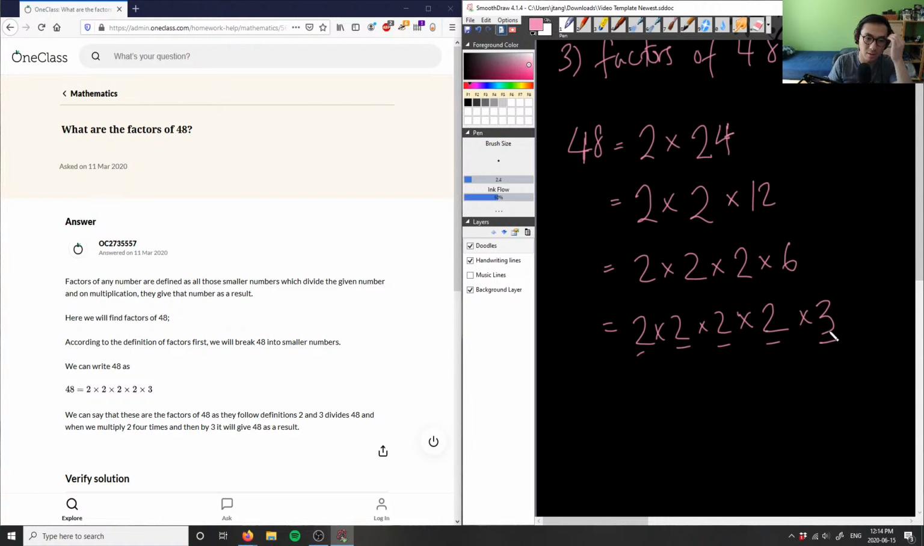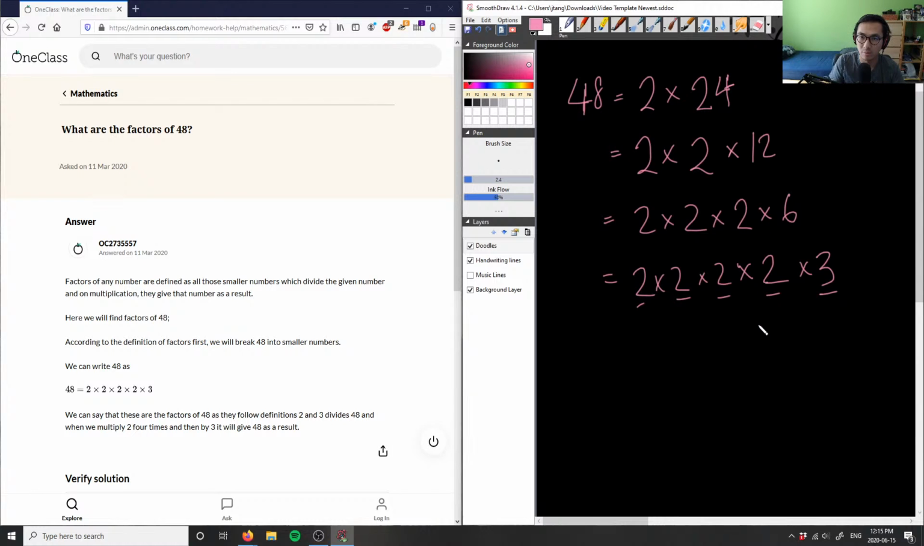So we broke this into its prime factorization, but the factors of 48 also include whatever the multiplications of these numbers are. So the factors of 48 are as follows. I have 2 and 3 here. 2 times 2 is 4. 3 times 2 here is 6. 2 times 2 times 2 is 8. And I have 2 times 2 times 2 times 2, which is going to be 16. But I also have 3 times 2 times 2, which is going to be equal to 12.